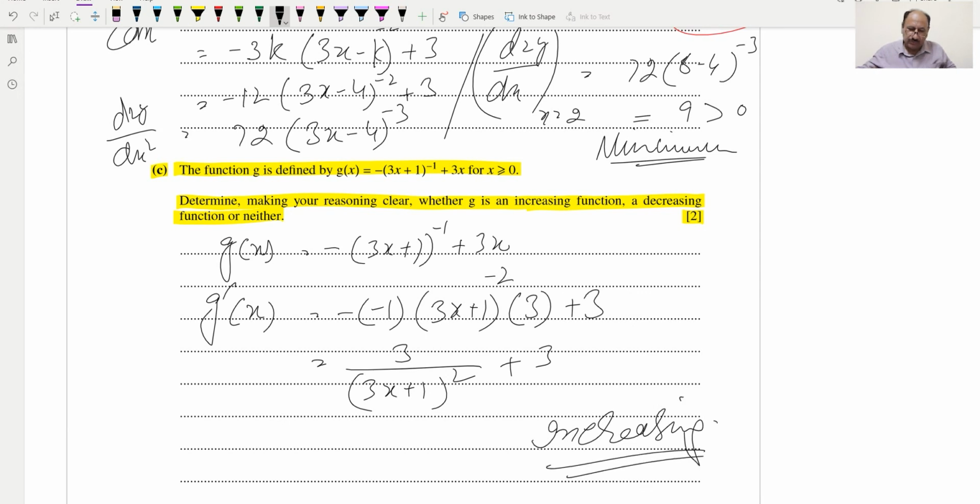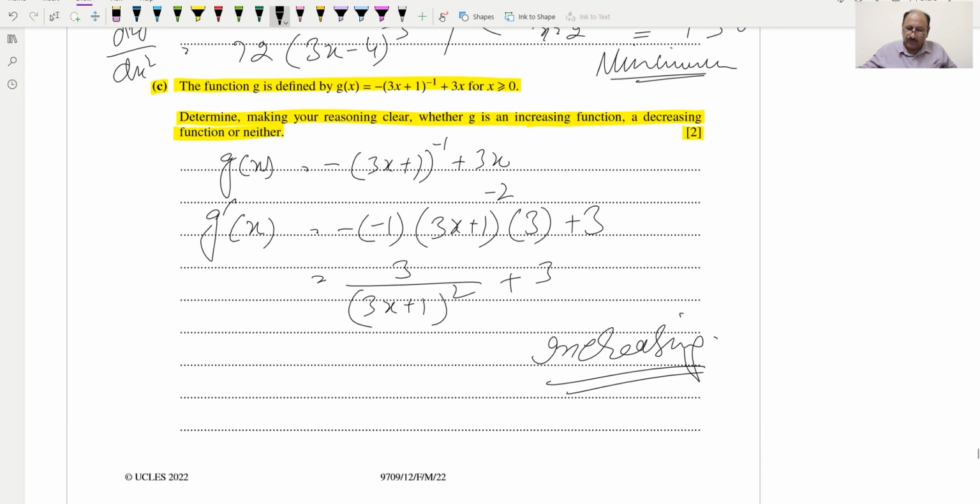We can say this is increasing because derivative is a positive value. 3 divided by this is a positive number, so the plus 3 is also a positive number. So this is our final answer.